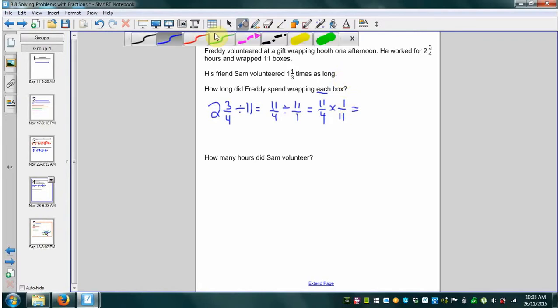Okay, that's great. Now if we look here, we can simplify our corners. 11 goes into 11 once, so this becomes a 1 on top. Okay, and we haven't done anything with the denominator here, so we keep that, times by, and 11 divided by 11 here, that becomes 1. And we haven't done anything here on top, so it's 1. So 1/4 times 1/1, multiply our numerators together, multiply our denominators together, get a quarter. So, how long did Freddie spend wrapping each box? It took him 1/4 of an hour.